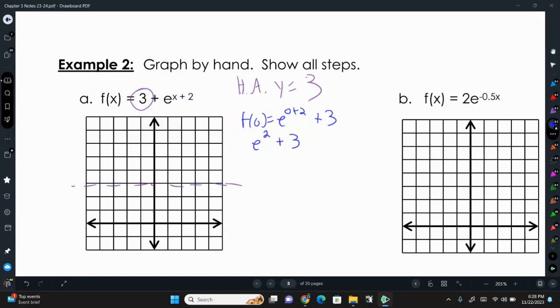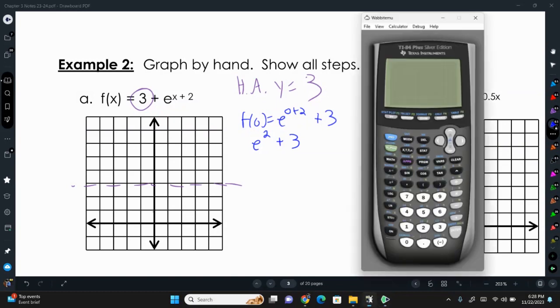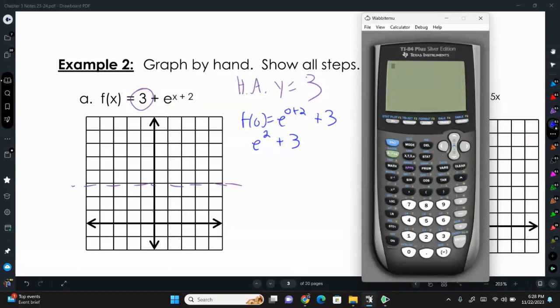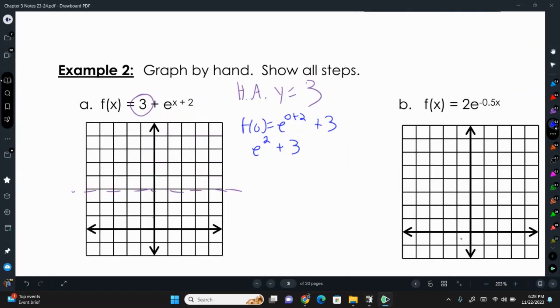Well, if we type e squared in the calculator and add 3 to that, we get 10.04. To get e in the calculator, you press second and the ln button. That's e raised to the second power plus 3. We get 10.04. So we get the point 0, 10.04, which is going to be off our graph a little bit. We can estimate it there.